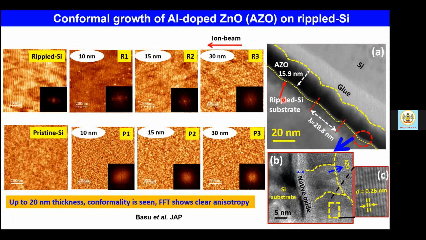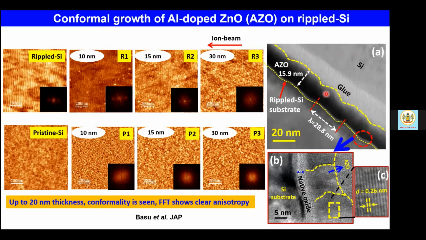This is another example where we had deposited aluminum doped zinc oxide, a very well-known transparent conducting oxide for solar cell based research. We could see that up to a certain thickness, conformal growth took place here also. After that, the anisotropic morphology disappeared and everything became the same. In contrast, the same film was simultaneously deposited on a pristine silicon surface, and here you see the silicon surface with nearly 16 nanometer. Our nominal thickness was 15, but actually it was 15.9.